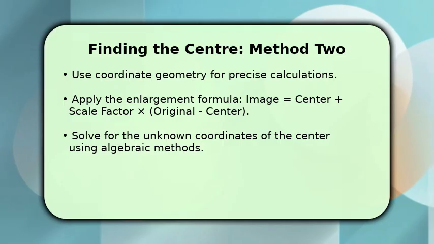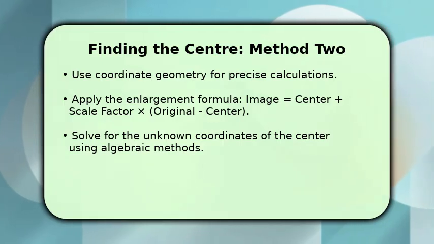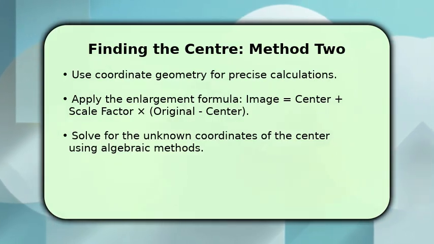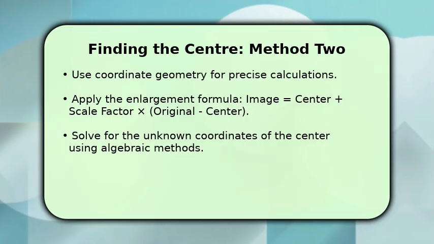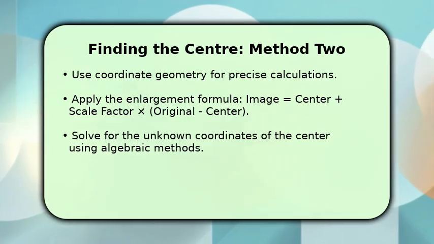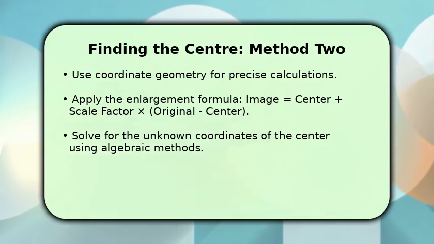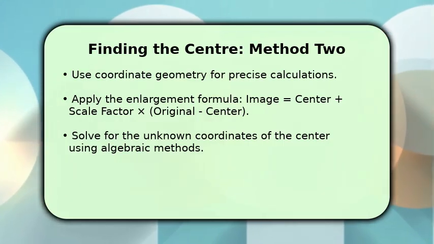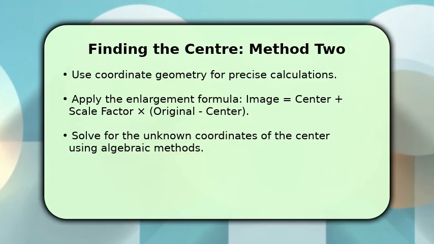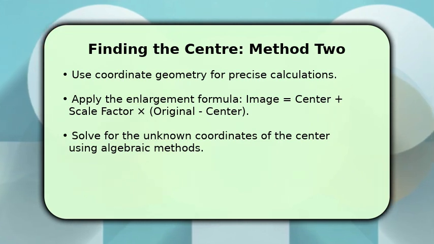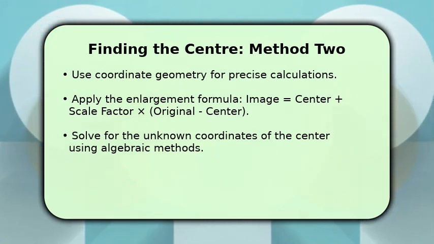When working with coordinates, you can use a more analytical approach. If you know the coordinates of a point on the original object, its corresponding point on the image, and the scale factor, you can set up an equation. The formula for enlargement is image equals center plus scale factor multiplied by the difference between original and center. By rearranging this equation and using two pairs of corresponding points, you can solve for the unknown coordinates of the center of enlargement. This method offers precision, especially for complex shapes.